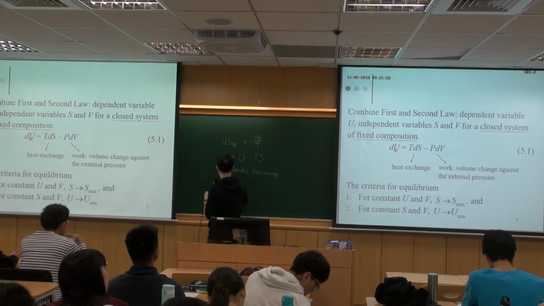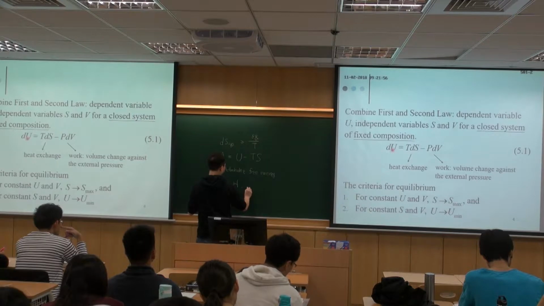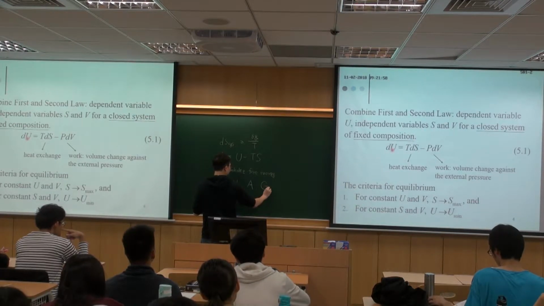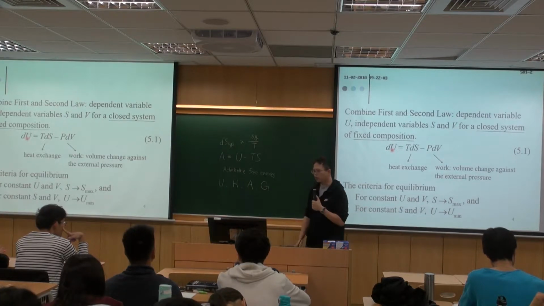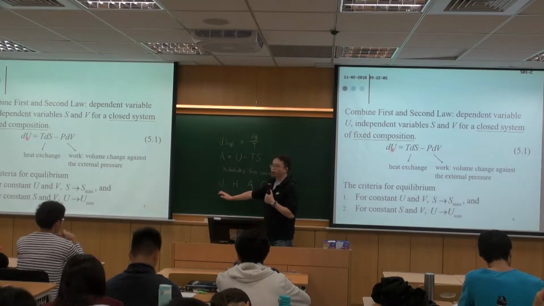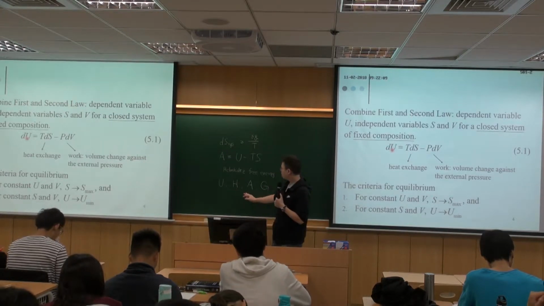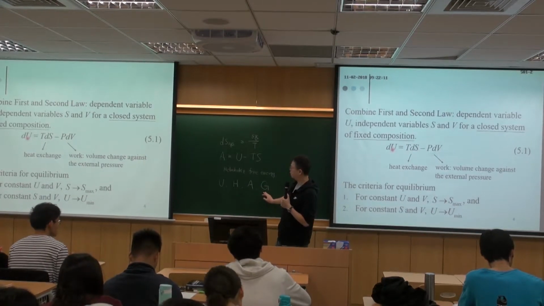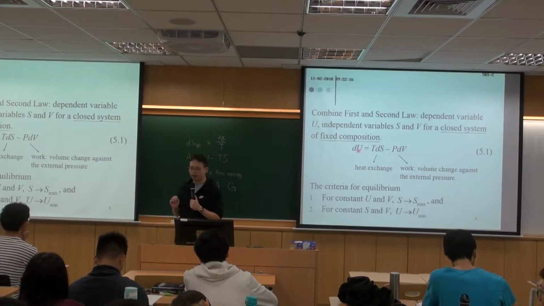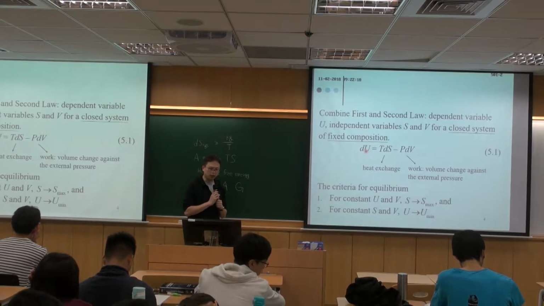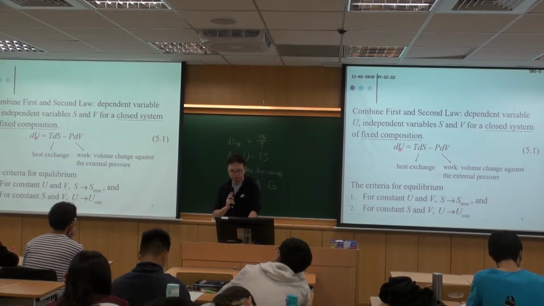So in this chapter, we will see there are four different, I would say, auxiliary functions. Internal energy, we already mentioned this, and also the enthalpy, and Helmholtz free energy, and the Gibbs free energy. Okay, so we have four thermodynamic quantities that can allow us to do some math tricks.